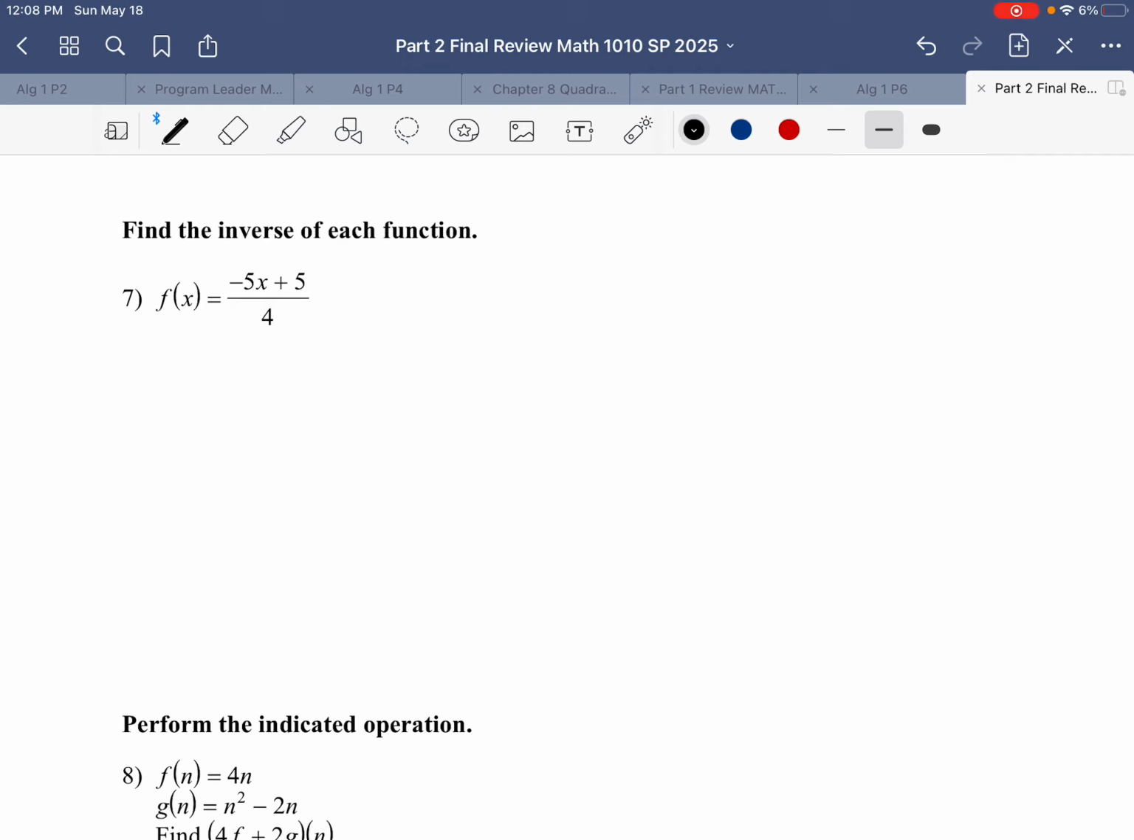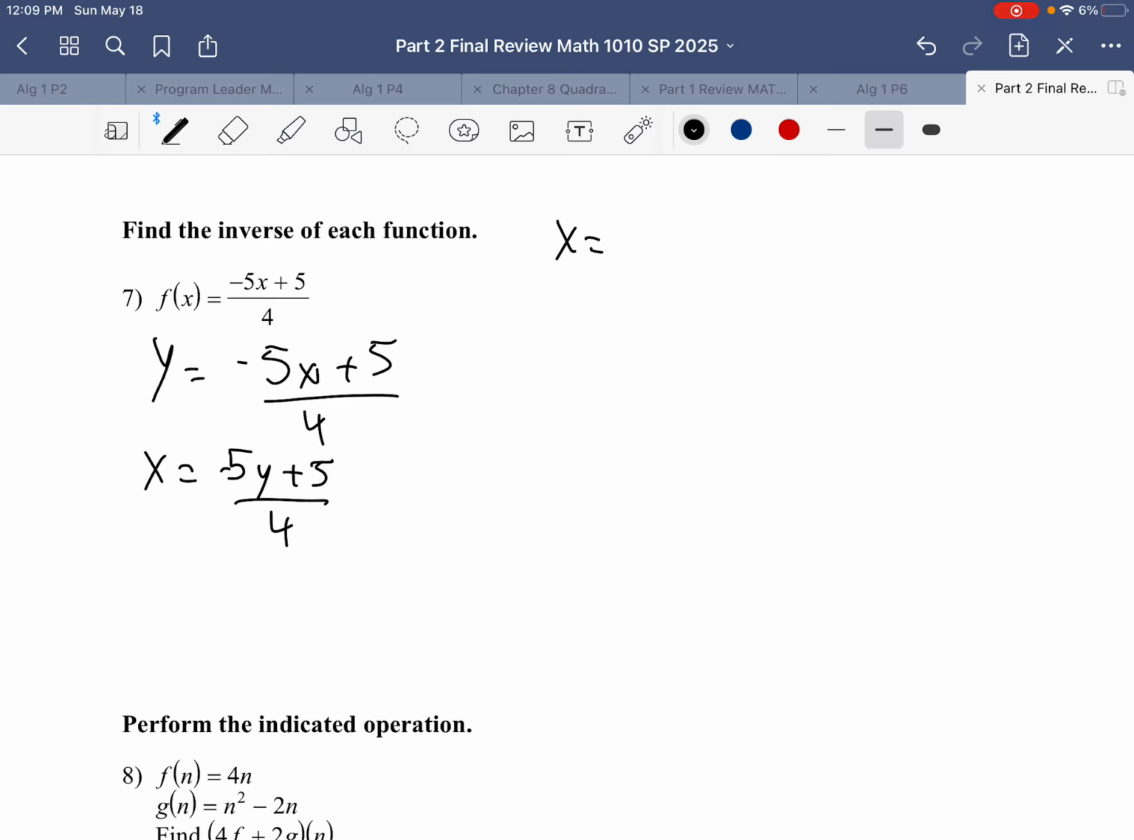For number 7, they're asking us to find the inverse. So the first step was to rewrite f of x with y. Y equals negative 5x plus 5 over 4. Then, the way they described it in the book was to interchange: x equals negative 5y plus 5 divided by 4. So I'm switching where y was and where x was. This next step is to solve for y.